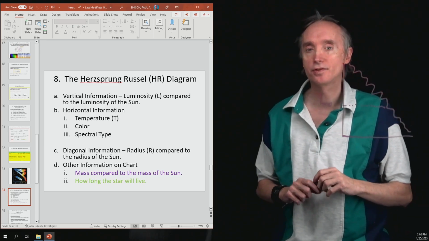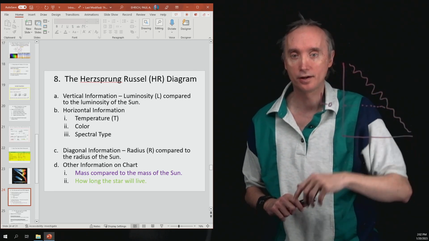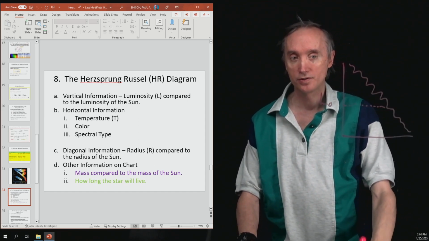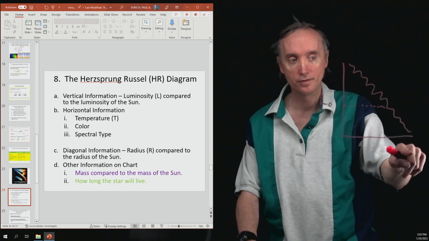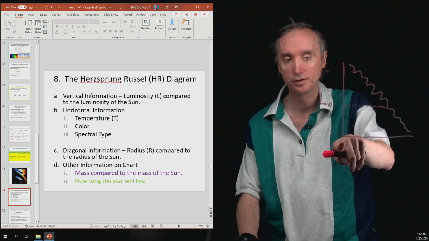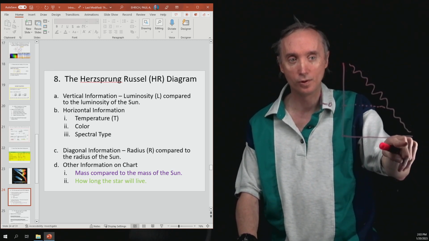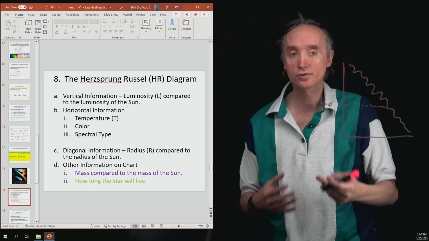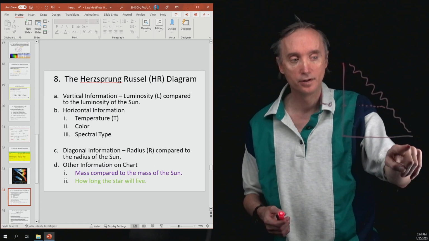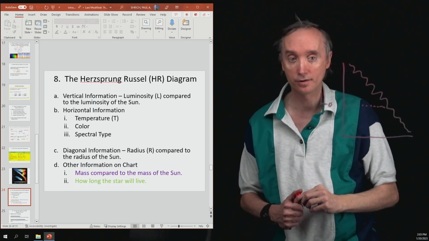Next, let's look at the horizontal information on the HR diagram. One thing you should notice is the temperature. The low numbers are on this side, and the high numbers are on this side over here. So the cooler stars, the ones that have a cooler surface temperature, are on this side of the chart, and as you go in this direction, they get hotter and hotter.